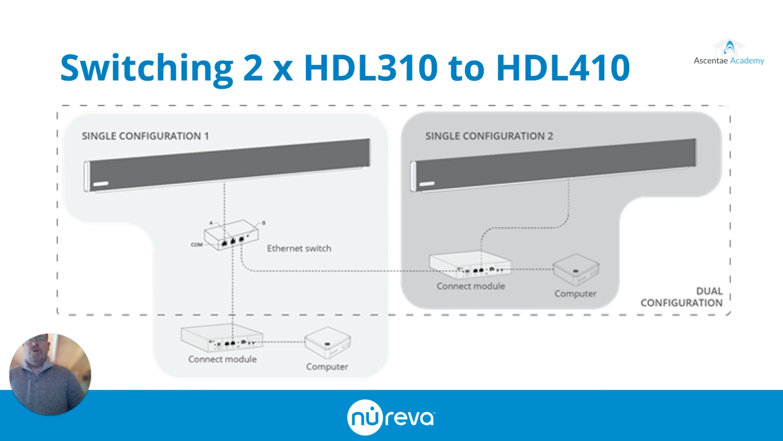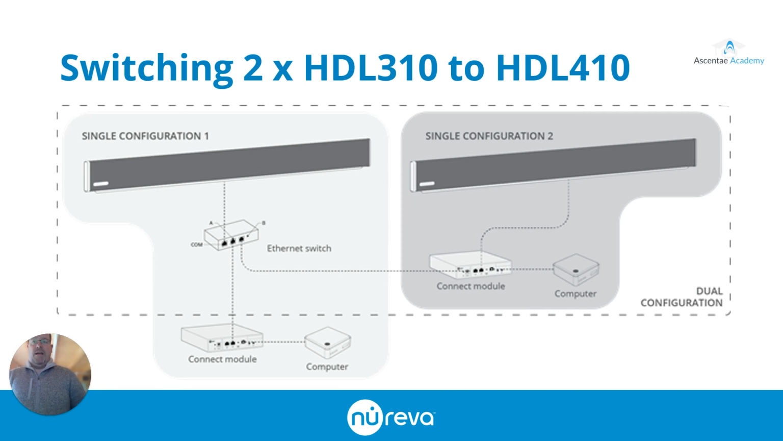That then goes to a connect module out of output A. Output B of the switch goes to the second room's connect module, and the soundbar in that room is also then connected to the connect module.